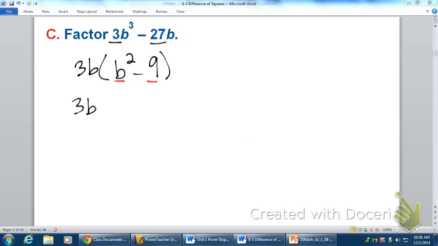Okay, so we figured out that we have a difference of squares right here. Okay? So, what do I need to do? What do I need? B squared minus 9. I need a b plus 9 and a b minus 9. And that would be your answer.